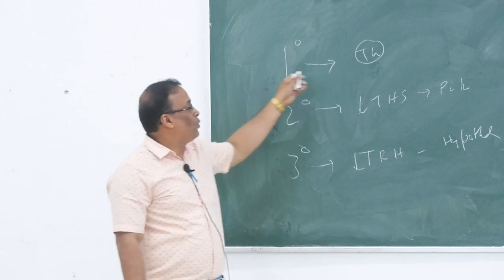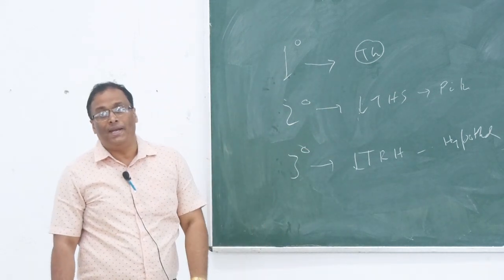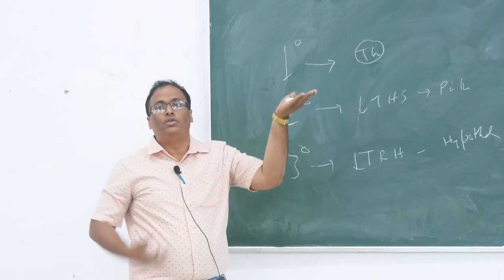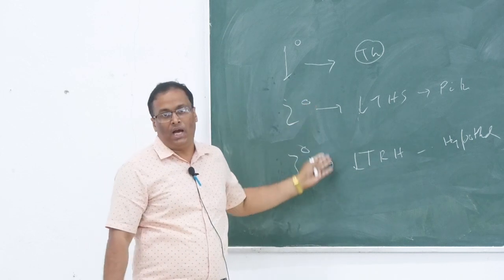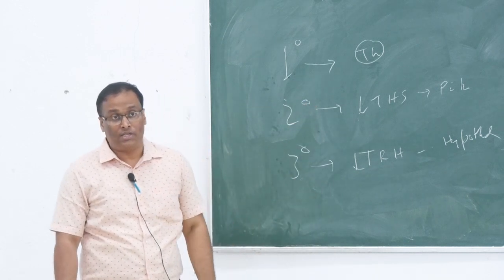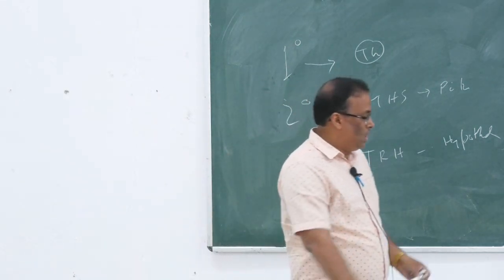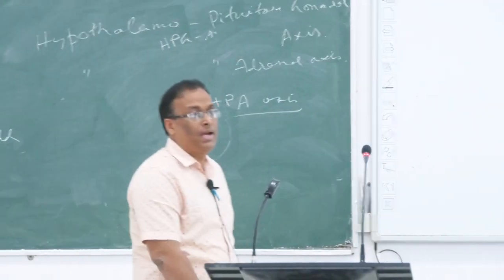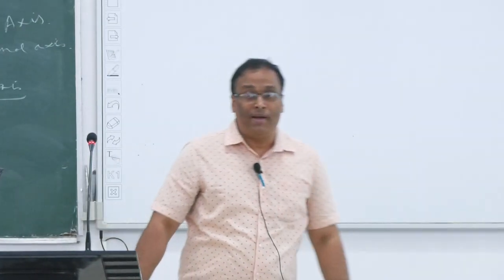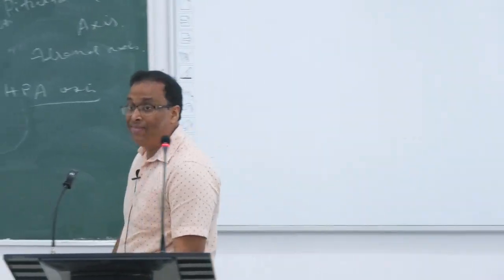Primary means the main gland where it is acting; go one level upper, the pituitary, is secondary, and the hypothalamus is the tertiary. That's number one. Number two, I'm coming, there is a feedback mechanism. Feedback mechanism means positive feedback and negative feedback.